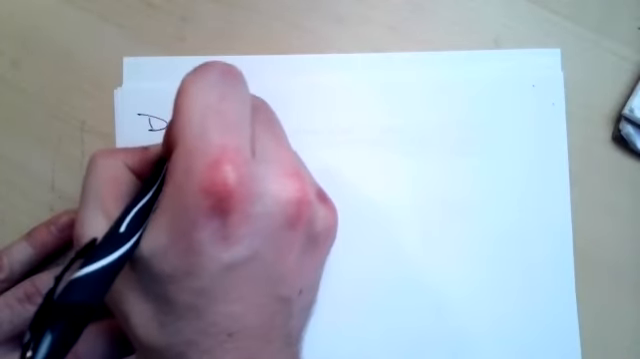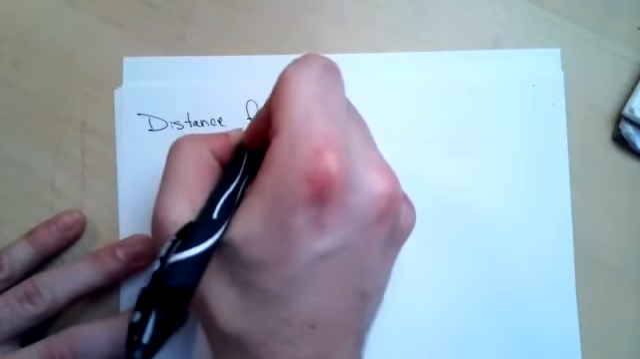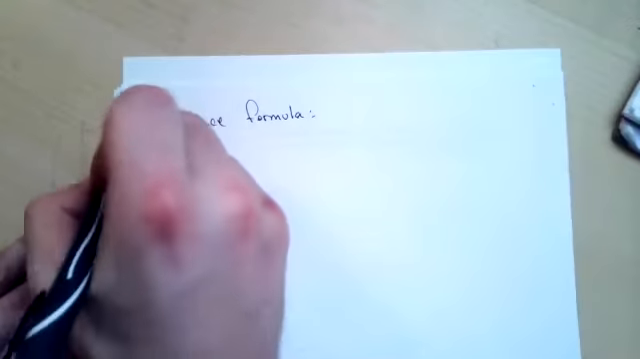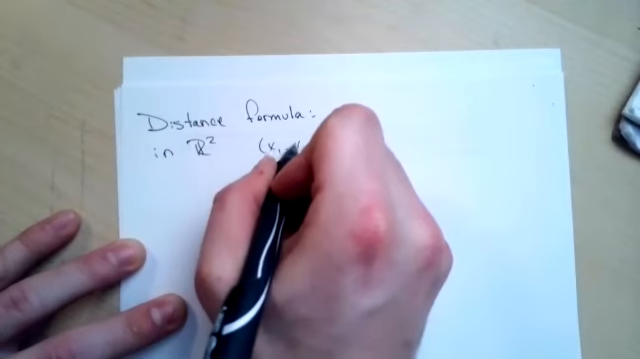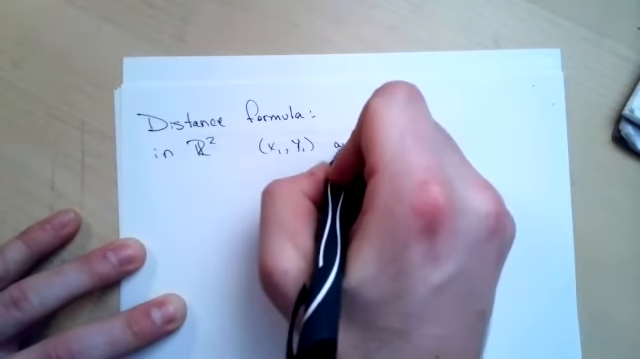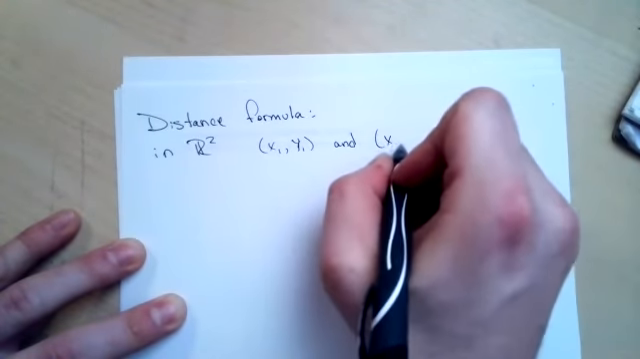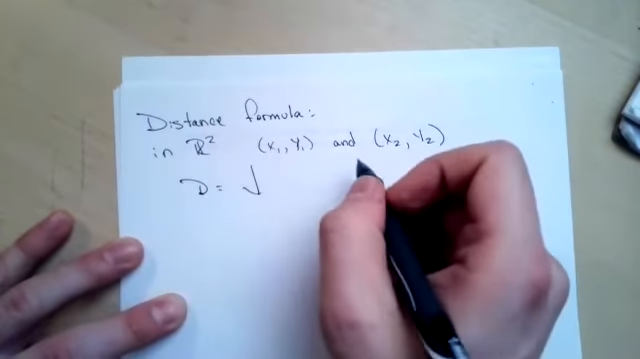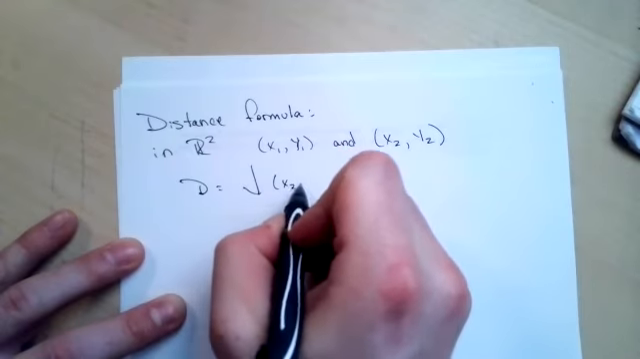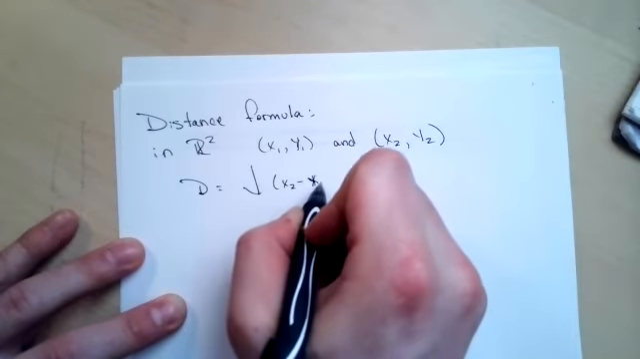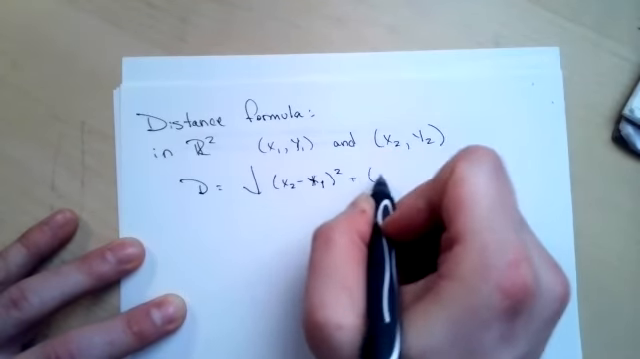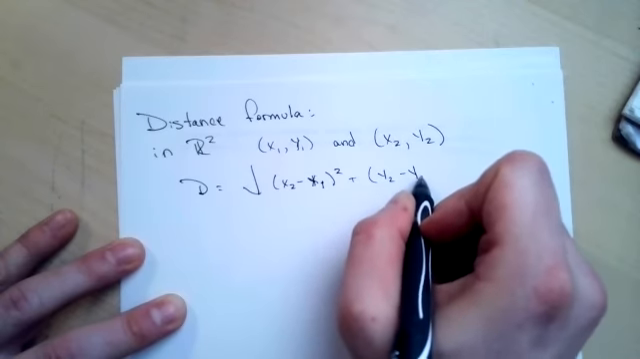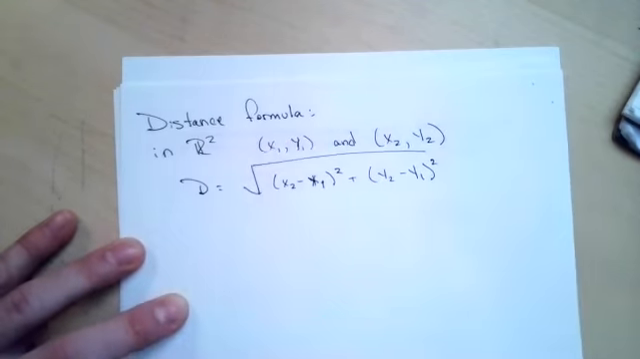So distance formula. In R2, we usually have 2 points, x1, y1, and x2, y2. What is our distance formula? It's the Pythagorean theorem. We take our change in x, we take the change in y, we square both of those and add them together.